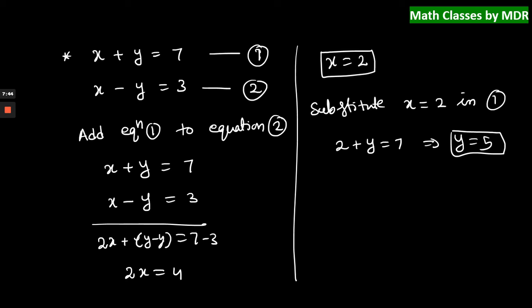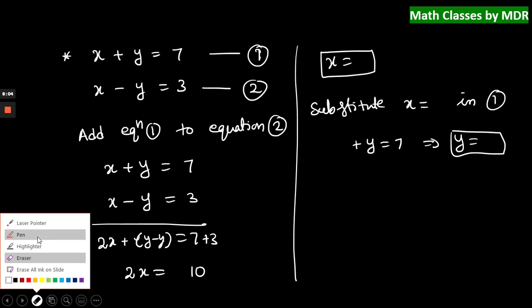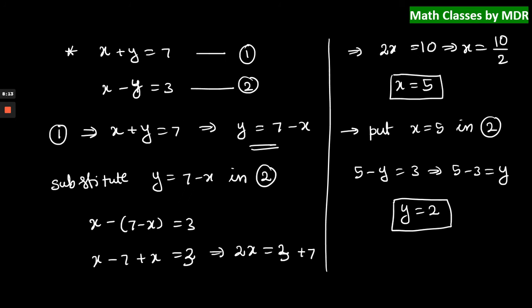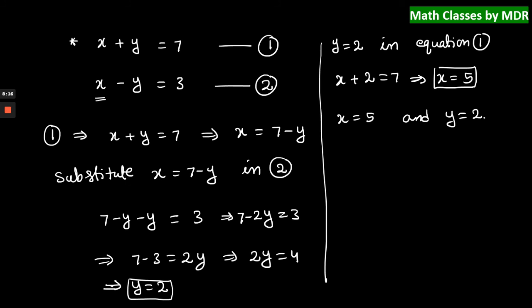Sorry, yeah, it must be 7 plus 3, that is 10. So that x is 5 here. x is 5. So now let us write this. x equals 5, and 5 plus y is 7, so that y is equal to 2. So it is the same as the substitution method. x equals 5 and y equals 2.